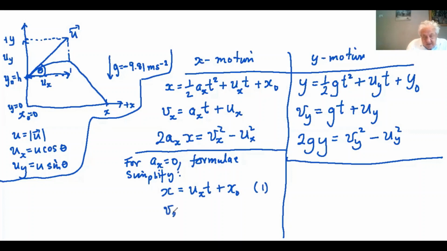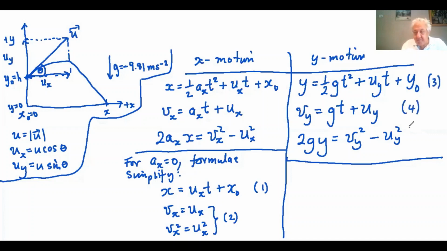V_x equals u_x. In other words, the final velocity in the x direction is equal to the initial velocity in the x direction. There's no acceleration, so velocity doesn't change. And similarly from this formula, when a_x is 0, I get the same equation except it's squared. So these equations contain the same content, and I'm going to call them the same number. You can use either one. Obviously, this is not of much use. This one is, and these ones I'm going to need all three of. So this is 3, 4, and 5.